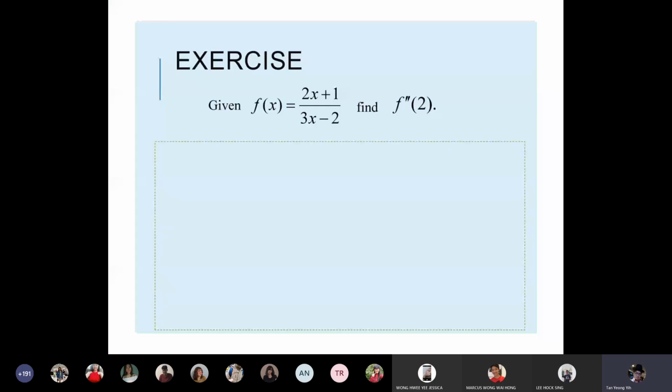Right, so now I want you to try first, before I actually provide you the solution for checking. So please try this one. I will discuss with you later after 2 minutes.